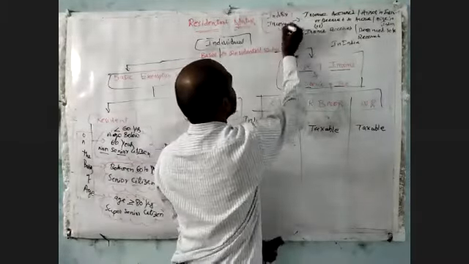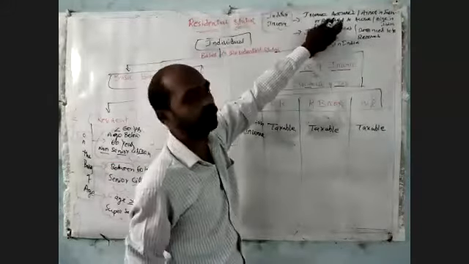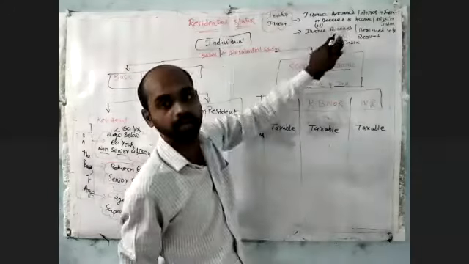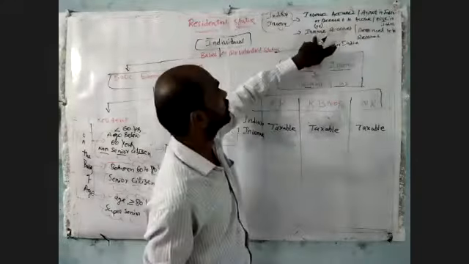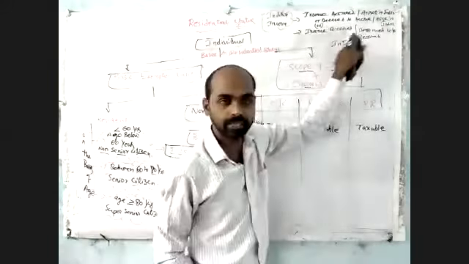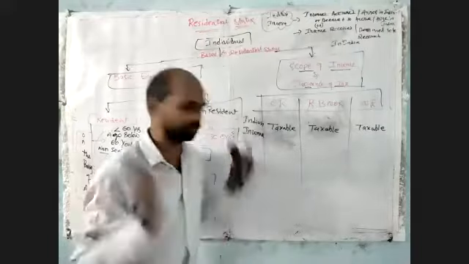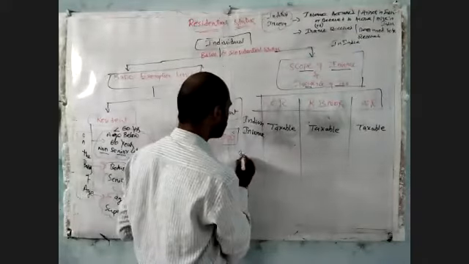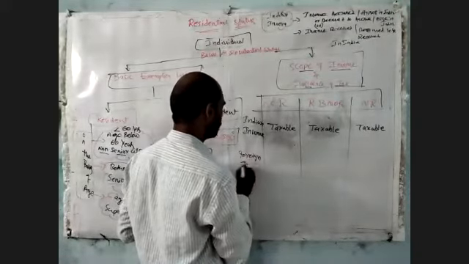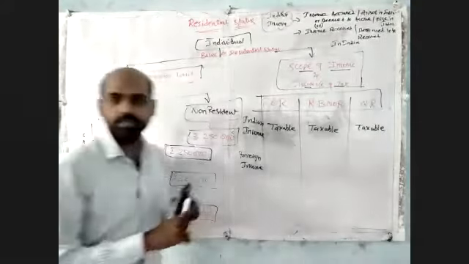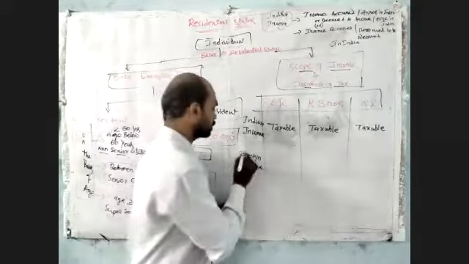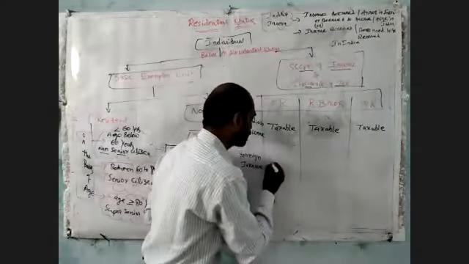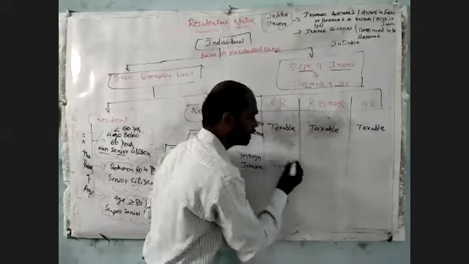Indian income means income accrued or arisen in India or deemed to accrue or arise in India. Next, income received in India or deemed to be received in India is Indian income. Clear? Next is foreign income. Please be careful with the foreign income. For resident and ordinary resident, it is taxable.